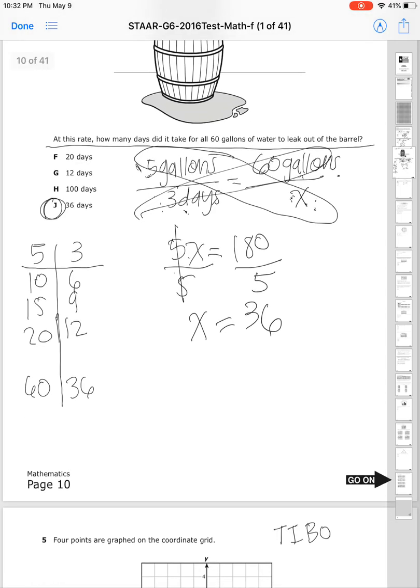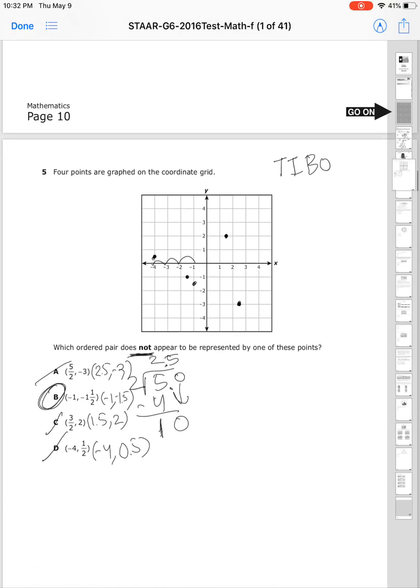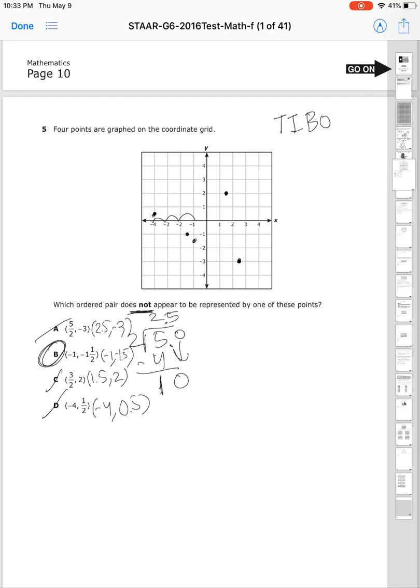All right, moving on. So number 5, we had to figure out which ordered pair did not appear in the coordinate grid. And so we needed to use T-bow for this because we had parts of our ordered pair as fractions. So when I do T-bow, I get my fraction as decimals, which is what I want.